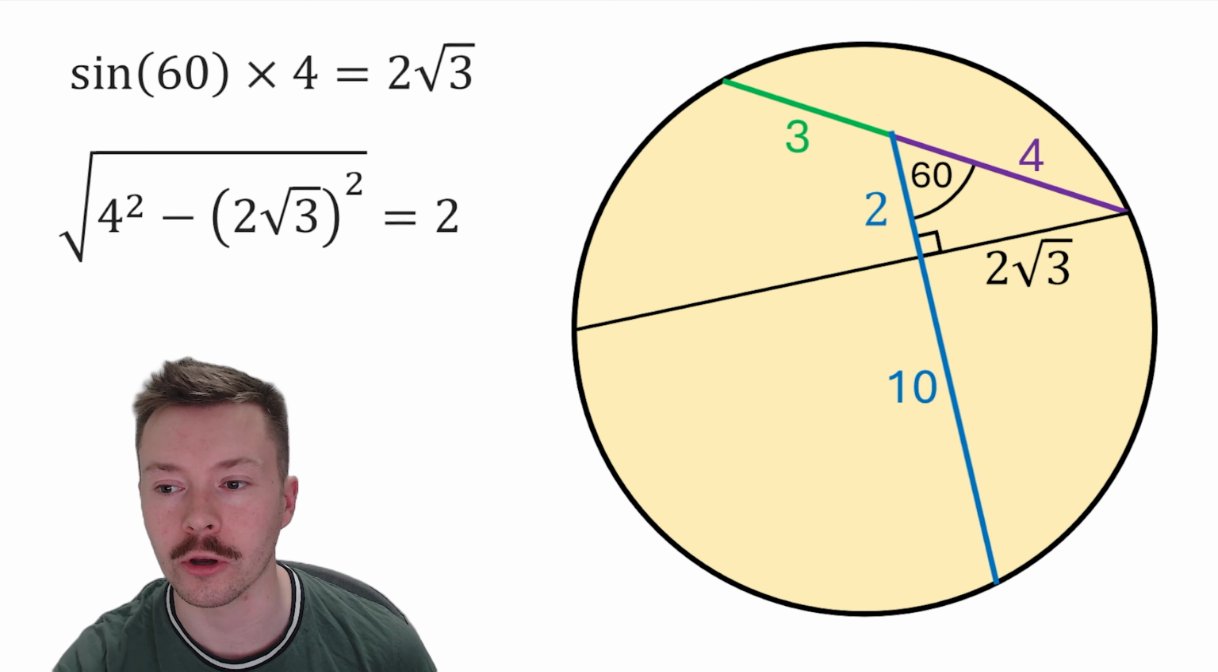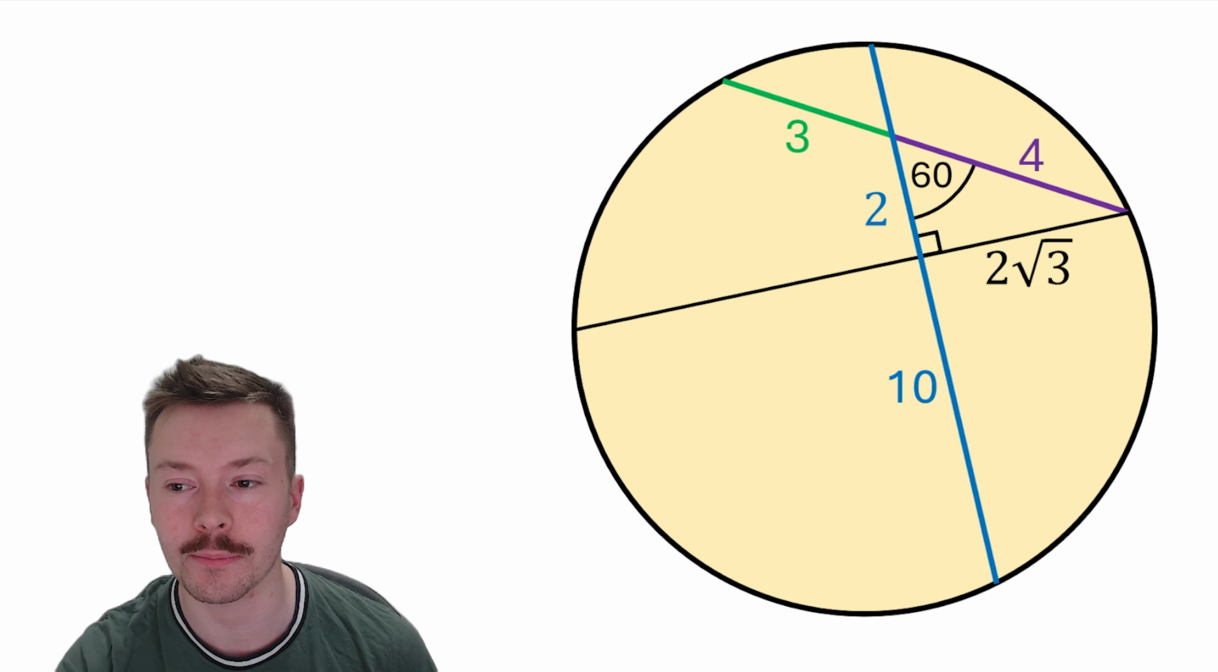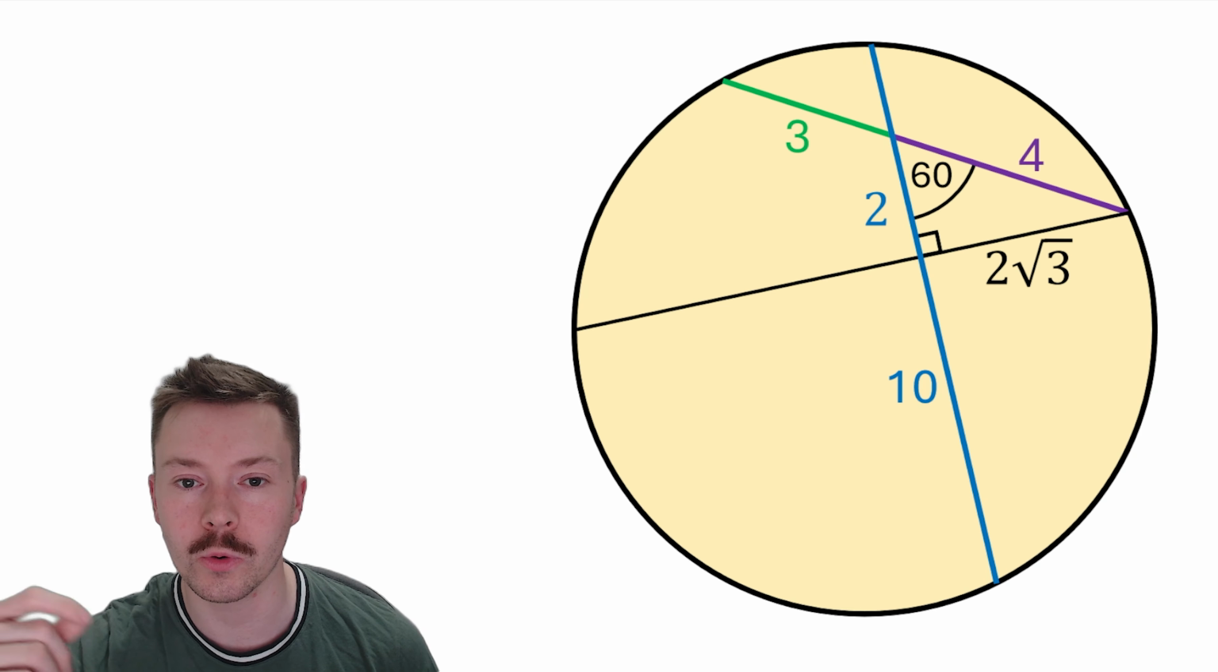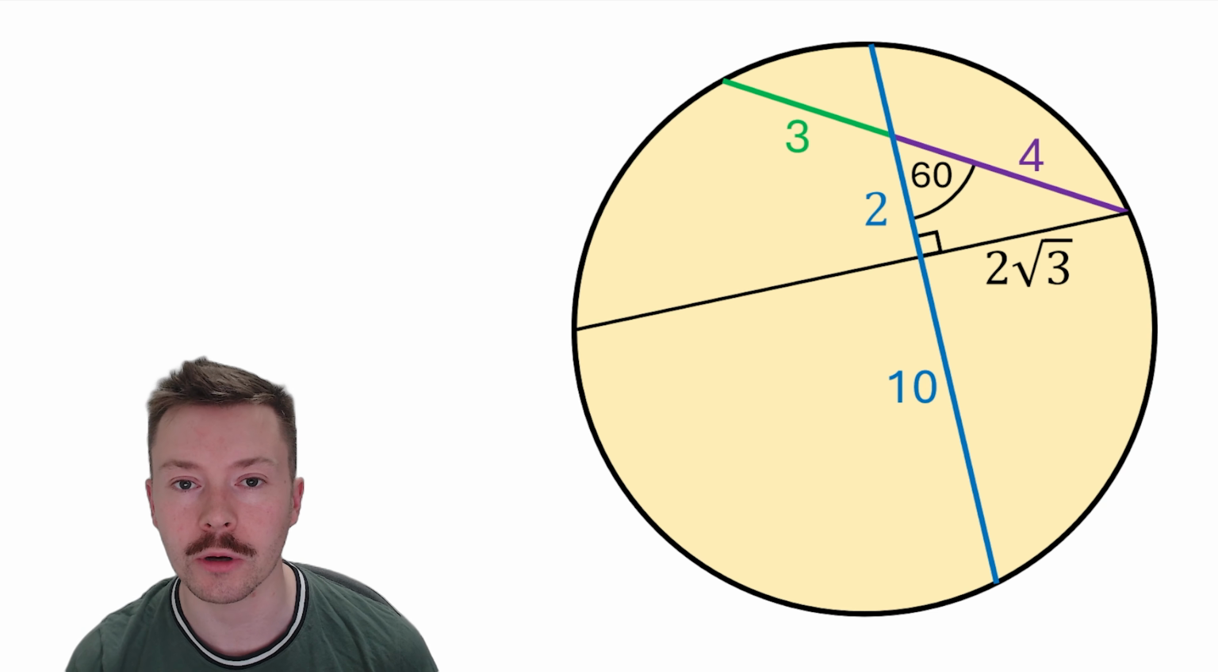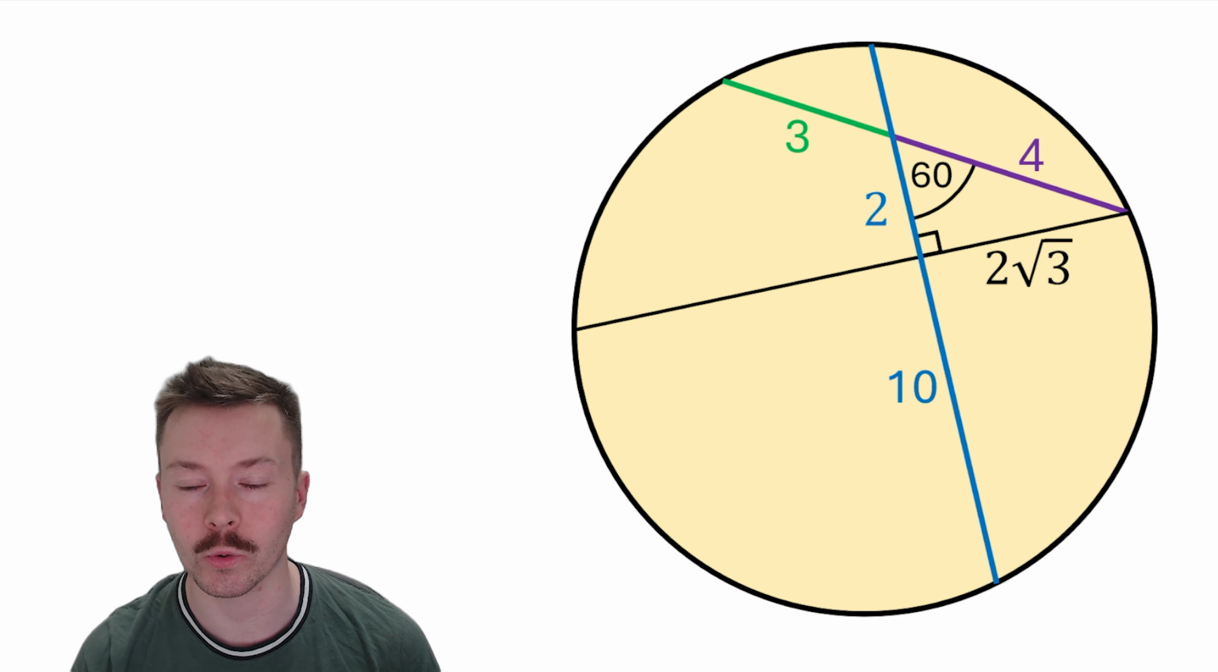Now the next thing I'm going to do is extend that blue line all the way to the circumference of the circle. I'm then going to use something called the intersecting chord theorem.